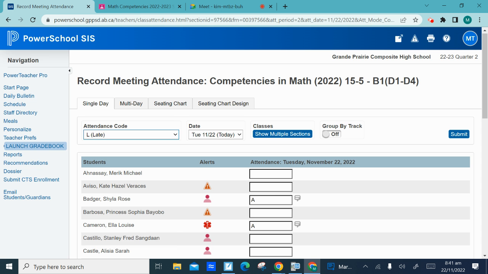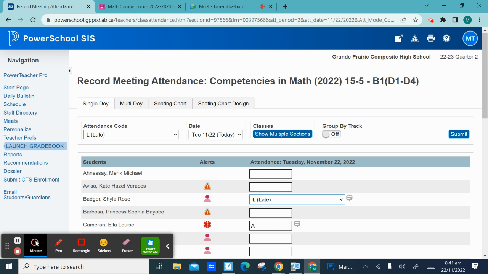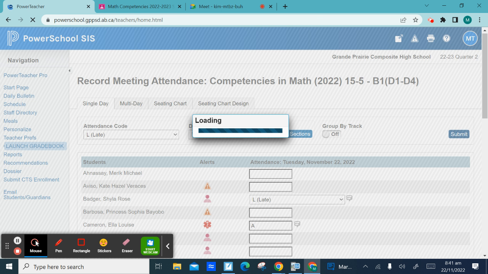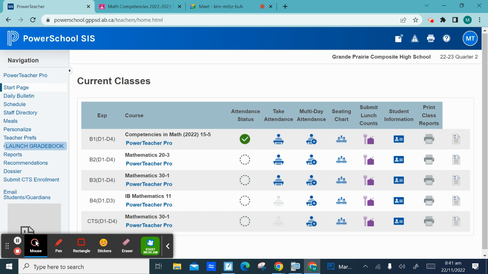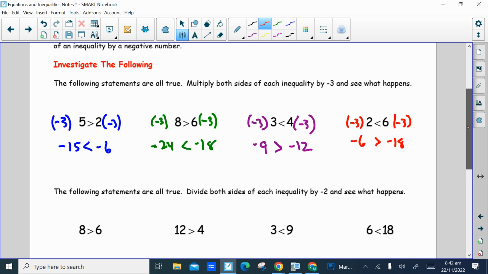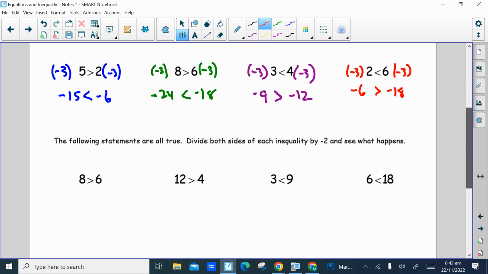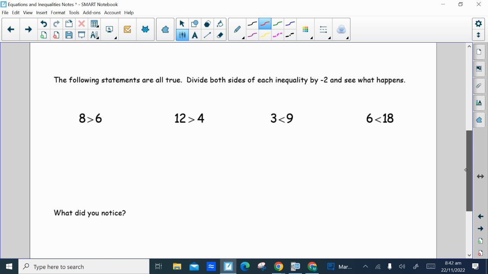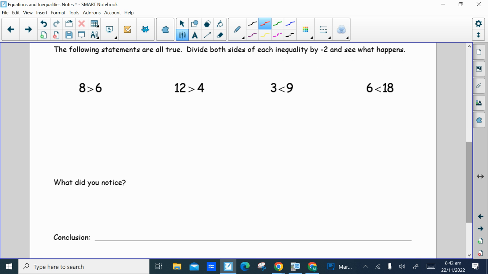So that's one difference between equations and inequalities. When we did equations before, we didn't have to worry about multiplying or dividing both sides by a negative number. It changed nothing. But now, if it's an inequality, it does change things. It reverses the inequality. So let's see what happens when we divide each side by a negative number. Let's see if the same thing happens.